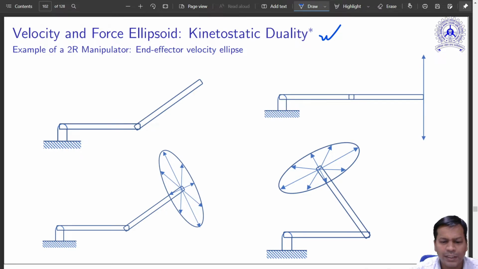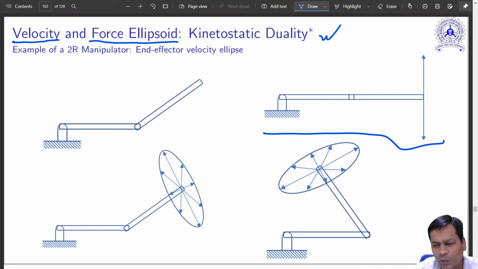So you see it is given by an ellipse. This is the velocity ellipsoid and force ellipsoid. Effectively, for the 2R manipulator, it is an ellipse, not an ellipsoid. For 3R, because it can apply forces in all directions and velocity in all directions, it will be an ellipsoid.